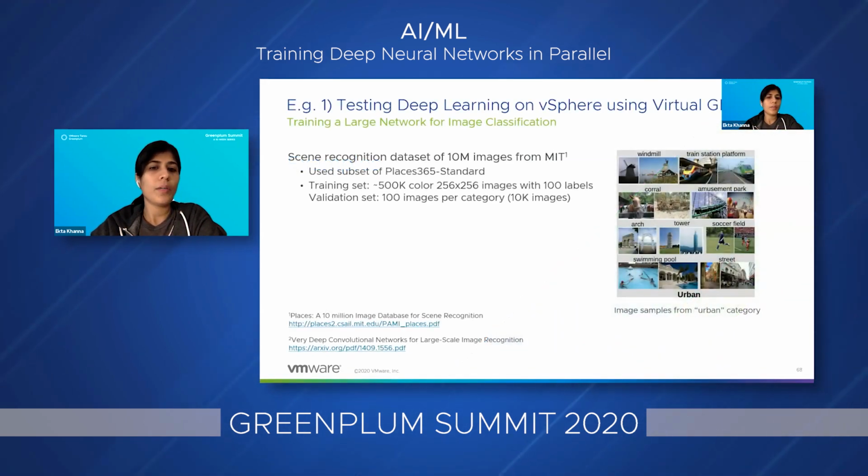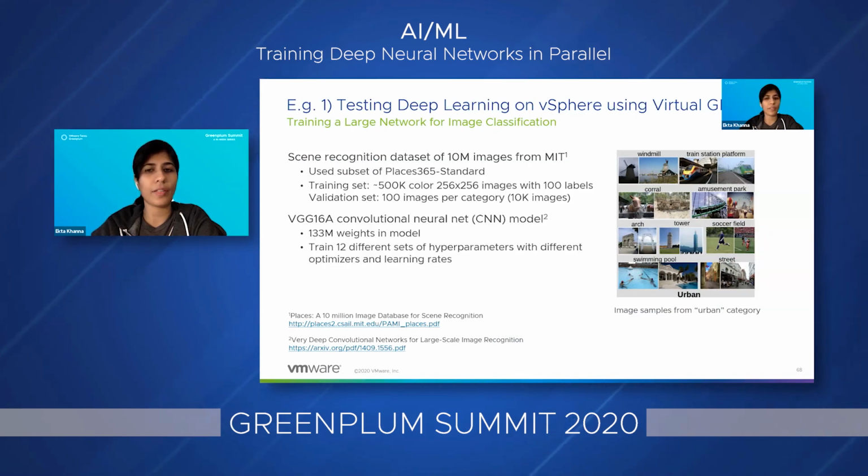So we trained a deep learning network on vSphere on a subset of Places365 with a training set of 500K color images with 100 labels and a validation set of 100 images per category. That's almost like 10K images. So we trained it with the VGG16 CNN model, which has almost 133 million weights in the model. And we trained for 12 different sets of hyperparameters, optimizers, and learning rates. Next slide.